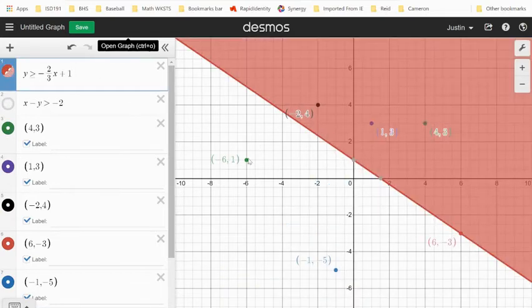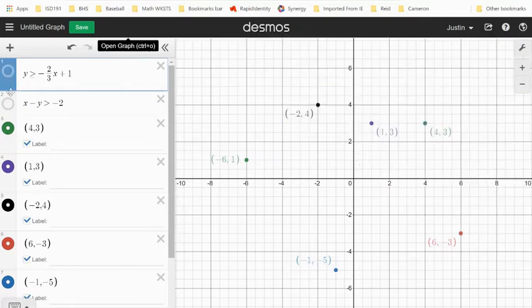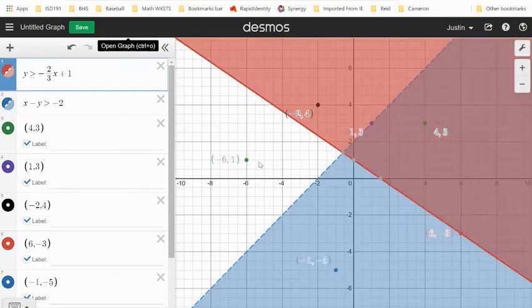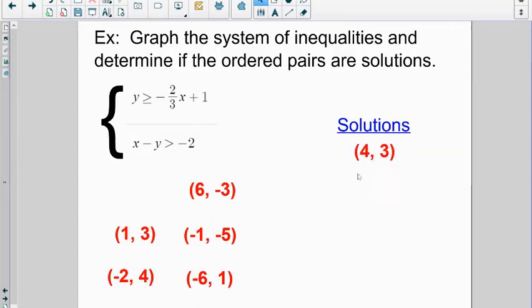So we can see here it's not a solution to the red inequality, and definitely not a solution to the blue inequality either because it's on the opposite side of the shaded area. So the only ordered pairs that were solutions here was 4, 3 because that was in the area shaded in red and blue, and then 6, -3 because it was on the solid boundary line. It was a solution to both inequalities. So 4, 3 and 6, -3 are the only two that are solutions.